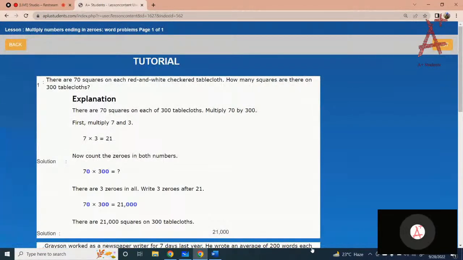Okay, let's start with the first question. There are 70 squares on each red and white checkered tablecloth. How many squares are there on 300 tablecloths? So you have to find the total squares. So you have to do 70 times 300.